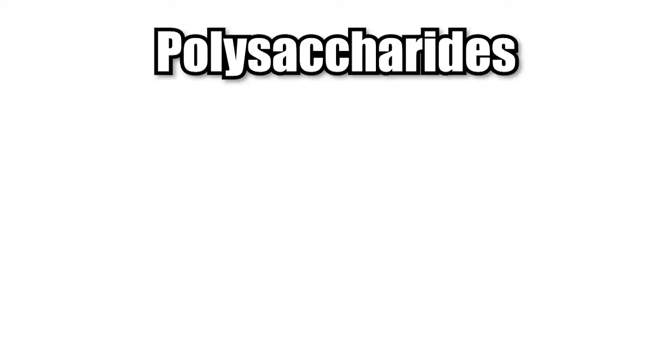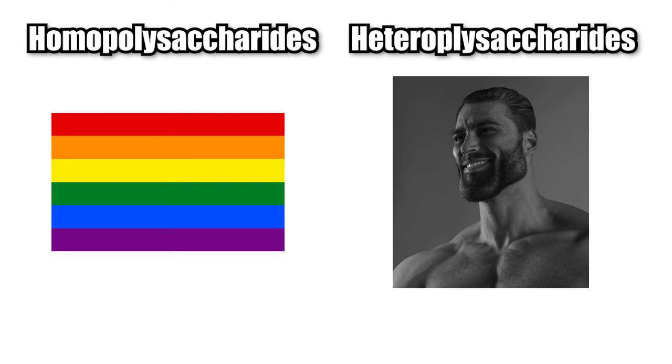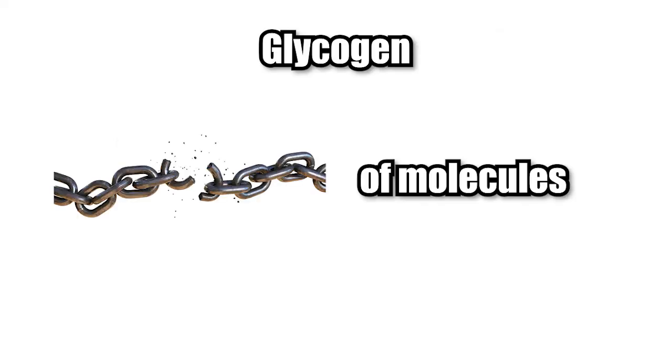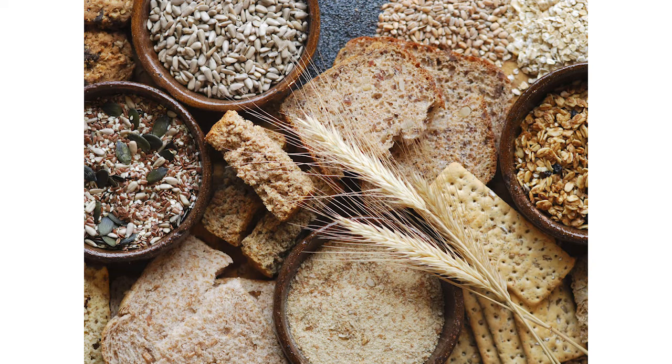Polysaccharides are composed of multiple monosaccharides. There are two types of these complex sugars, homopolysaccharides and heteropolysaccharides. Homopolysaccharides are composed of the same type of sugars. First of all, you have glycogen, which are a chain of molecules. Examples include most whole grain foods.